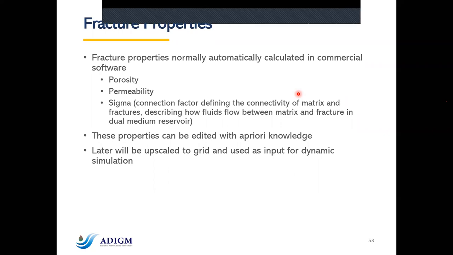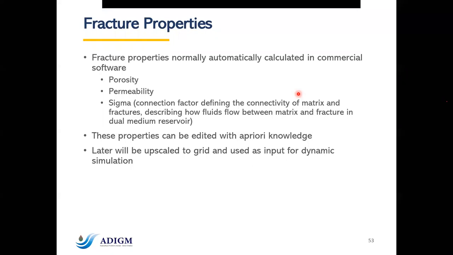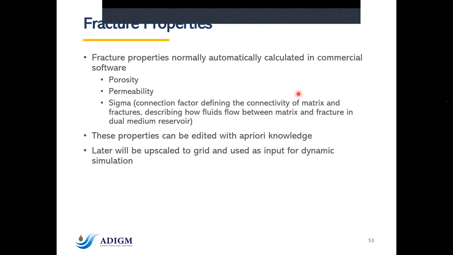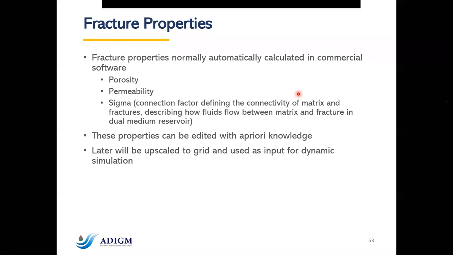And also the sigma. Sigma, or shape factor, is the connection factor that defines the connectivity of matrix and fractures. It describes how fluid flows between the matrix and fracture in a dual medium reservoir. So this is the input required by the reservoir engineers when they want to run the dual medium simulations. Of course, these properties need to be updated. So the process of building the model is like a loop. It doesn't stop when we upscale into properties and our job is finished. Due to the high uncertainty in fracture modeling, it requires iterations between the geologists and the reservoir engineers to obtain the optimum fracture settings or fracture distributions in the model.